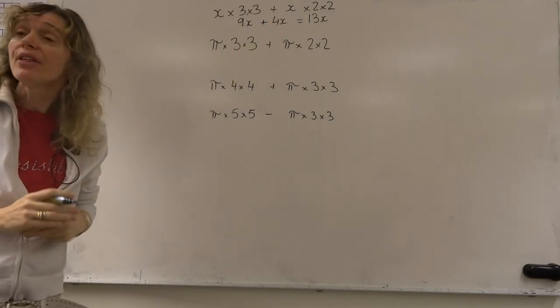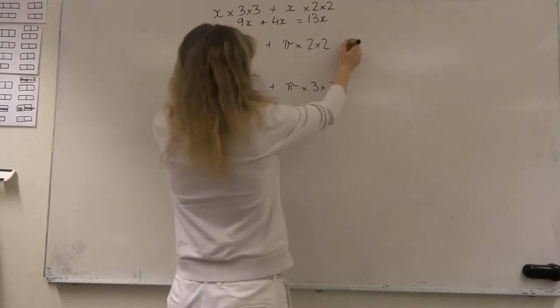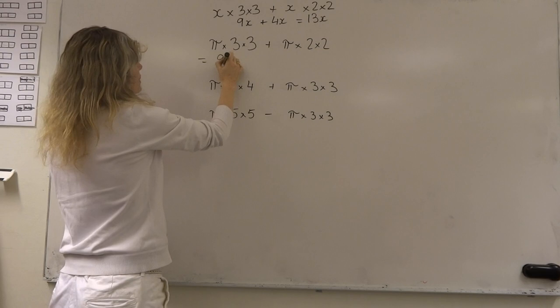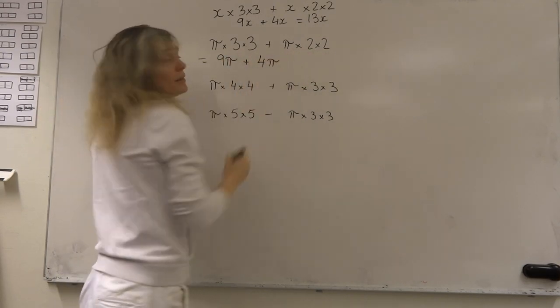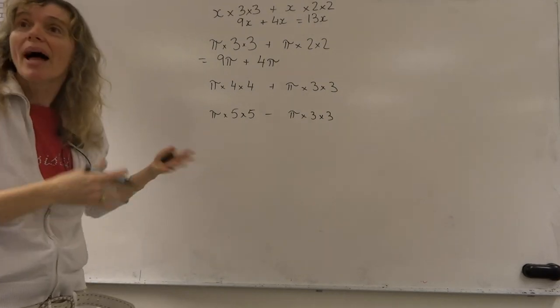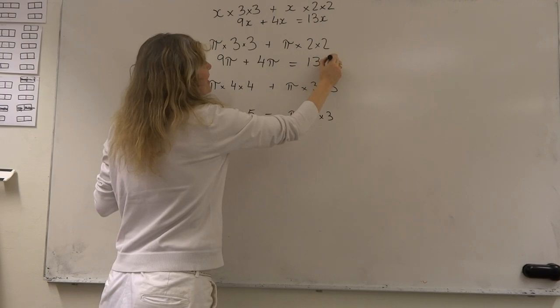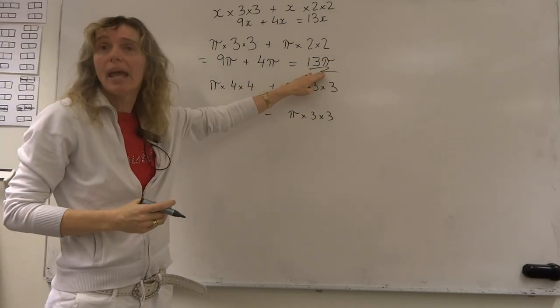And we do the same thing even though there's a pi sign there. So here we'd simplify this one to be the same as 3 times 3 is 9, 9 lots of pi plus 4 lots of pi. Okay? So 9 pi's and 4 pi's, how many pi's would we end up with? We'd end up with 13 pi's. Okay? And now you can manipulate that.